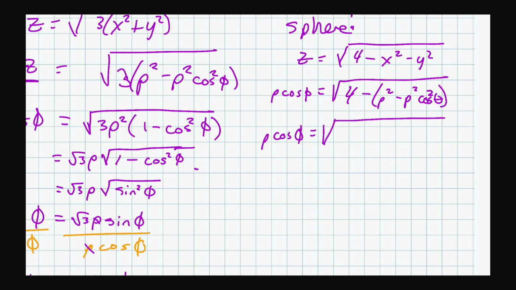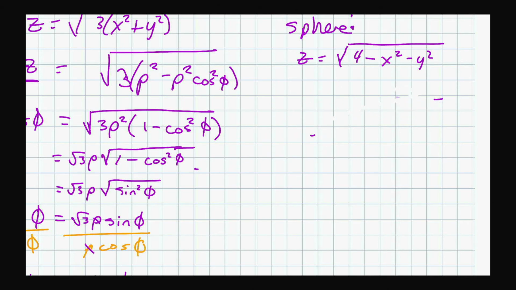Oh, never mind. I don't want to do it this way. I'm changing my mind about how to do this. The way to do this is going to be to square both sides. Z squared equals 4 minus x squared minus y squared. Move the x squared minus y squared over.